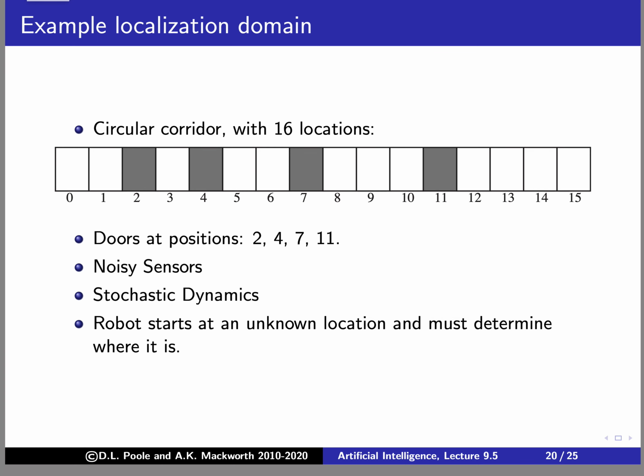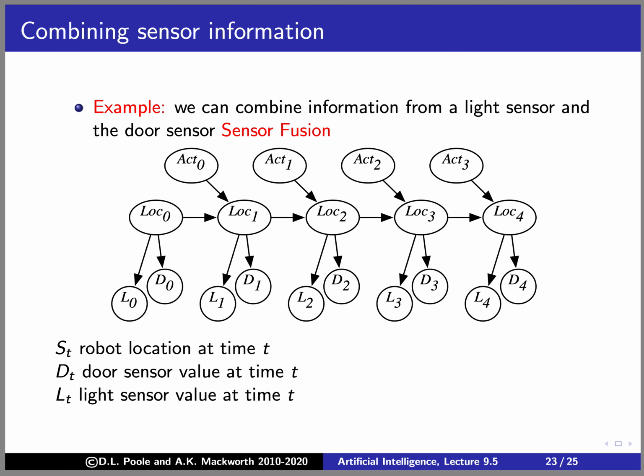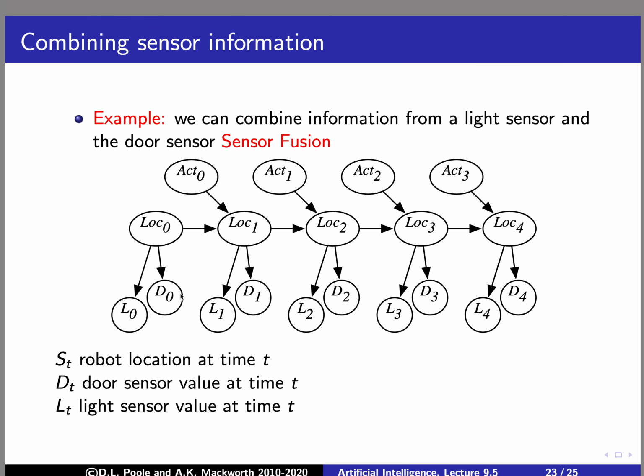So we're going to look at that example. And then we can actually look at a problem of sensor fusion. We have the same model, where locations depend on the actions, and now we're going to have two signals. There's a door signal, D0, D1, D2, D3, D4. But we've also got a light signal, about whether we can detect light, because a different part of the environment will have a different light.